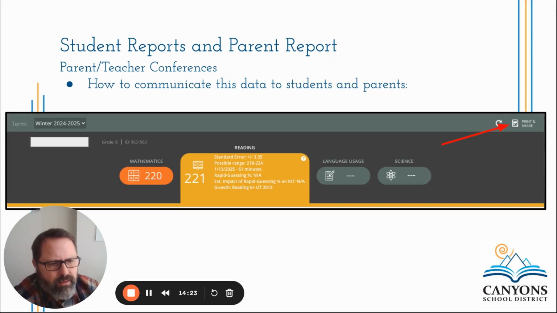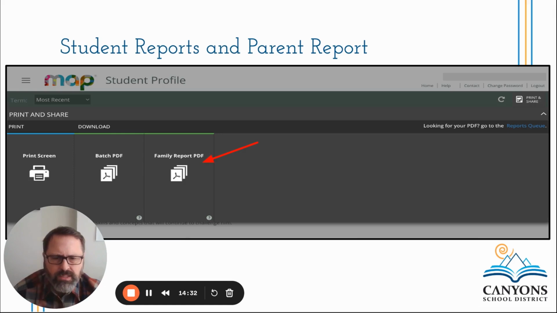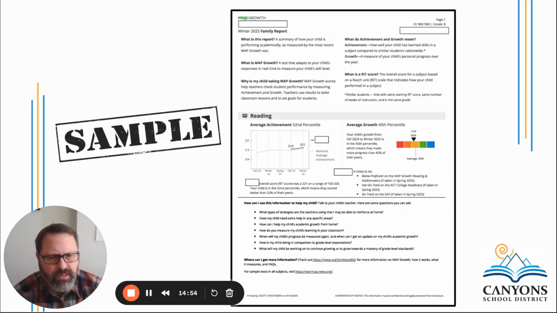Coming to the close here, we have the student reports and the parent reports. On the upper right hand, you can print and share a parent report for them. And the one you want to select right here is the family report PDF. This is a more concise, digestible report. The other one is 28 pages long and is full of a lot of good information, but maybe information that people may not need. So I would go here to family report and it'll give you something that looks like this that you give to the family.